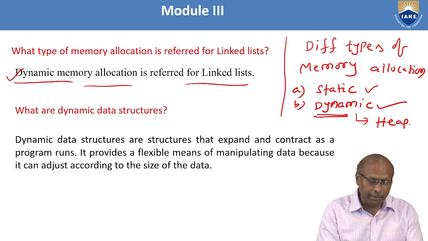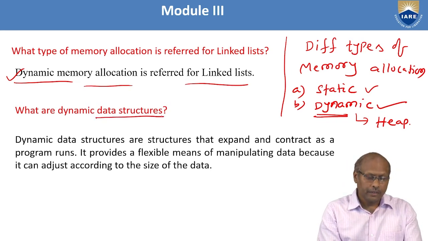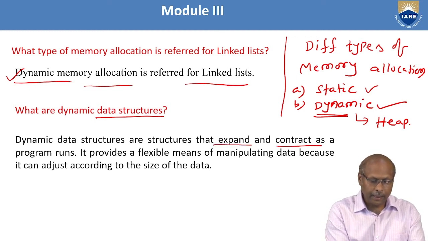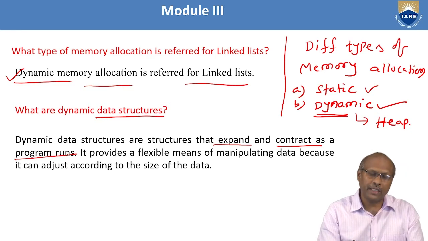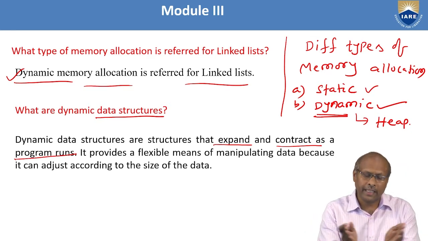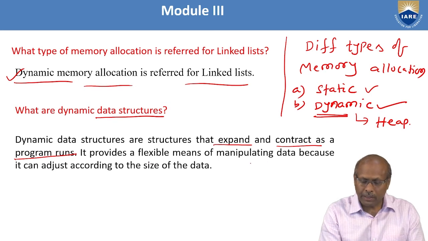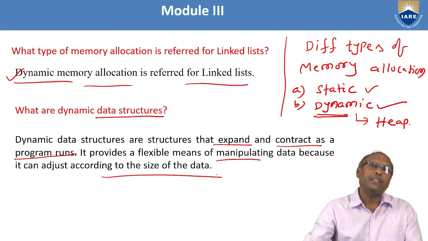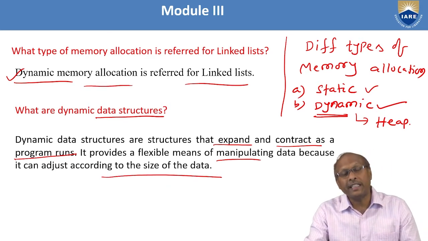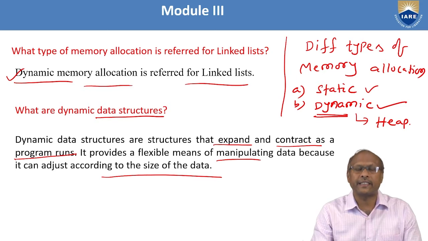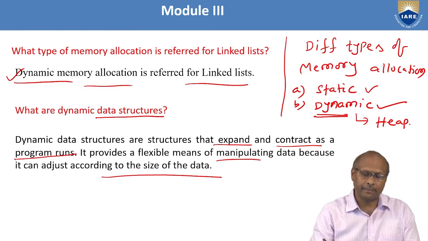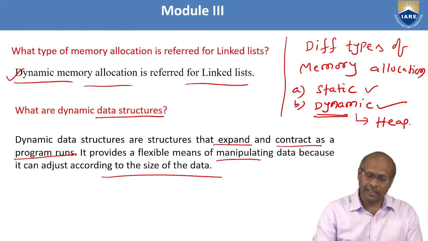Next, what are the dynamic data structures? Dynamic data structures are the structures that expand and contract as a program runs. As and when the program runs, it may expand or it may contract. So it provides a flexible means of manipulating the data because it can adjust according to the size of the data. So the size may reduce or increase in the case of dynamic data structure. For example, your linked list comes under dynamic. Single linked list, double linked list, circular linked list, everything comes under dynamic data structure. So this is the way you can answer.